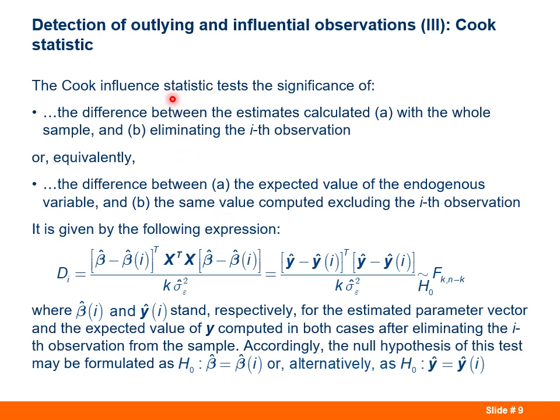So the Cook's influence statistic can also be computed as y hat minus y hat subtracting the ith observation in the sample. The sum of squares of these values divided by k times the estimate for the variance of the error has also the same distribution and is testing the null that y hat is equal to y hat parenthesis y.